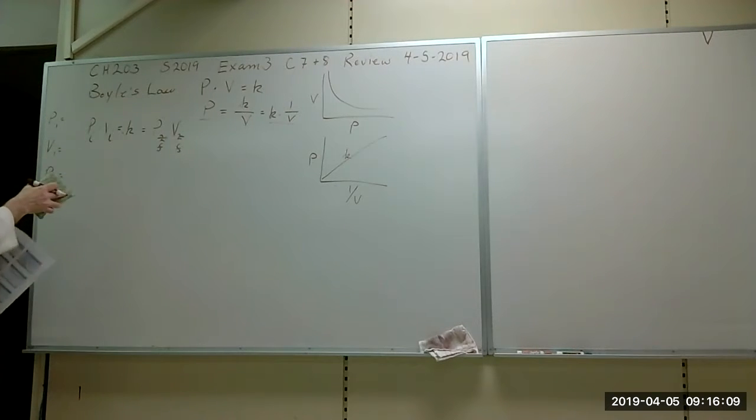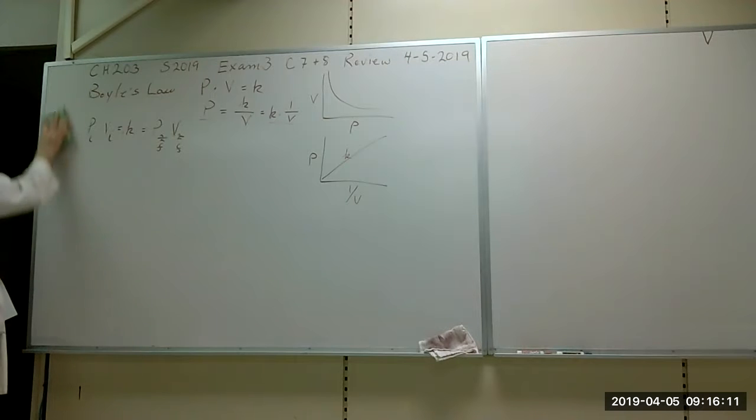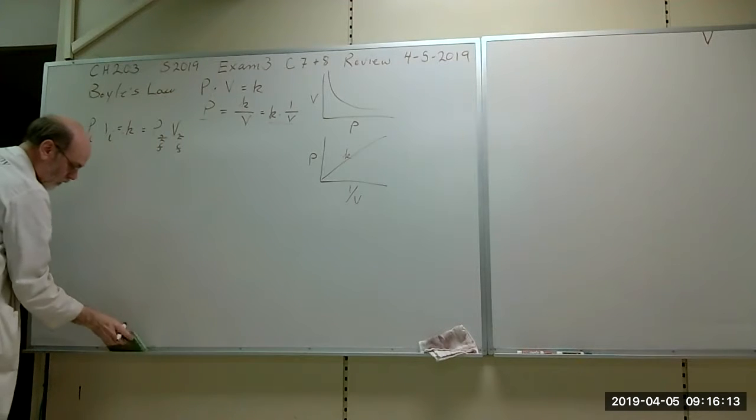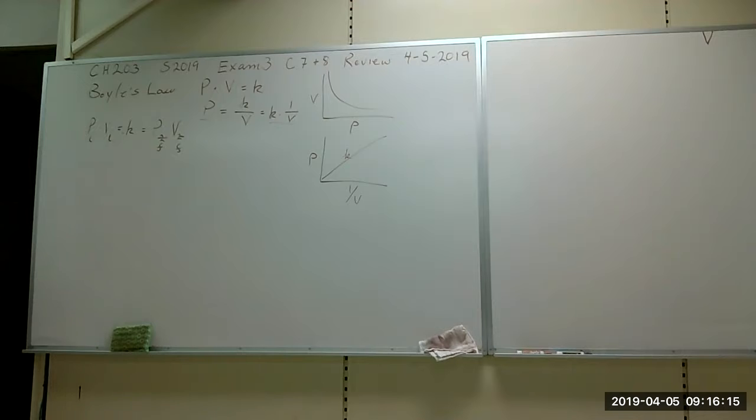Okay, so that's Boyle's Law. And Boyle's Law works, remember, there are 4 variables that we use to define the conditions of a gas, the state, to describe a gas: pressure, volume, temperature, and number of moles, that is the amount of gas.